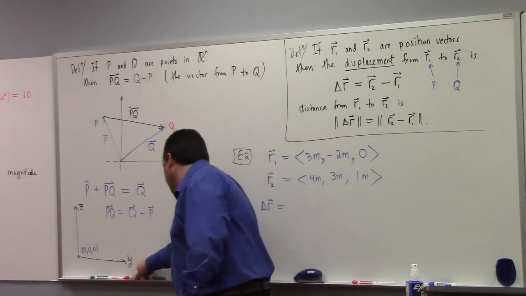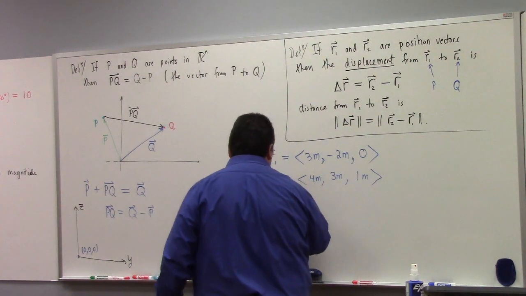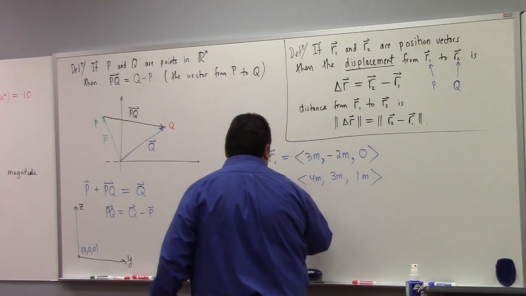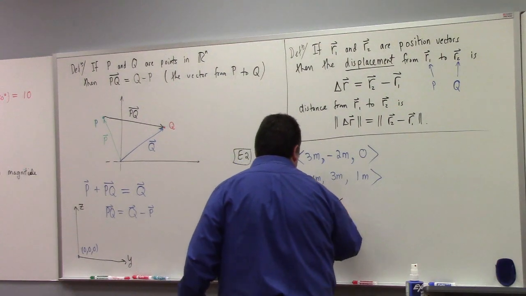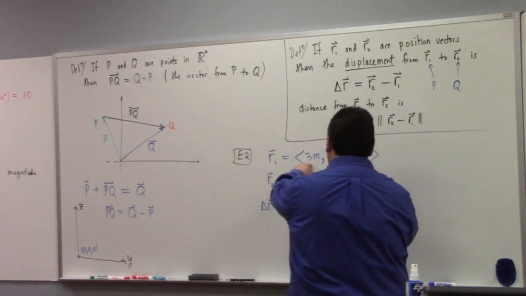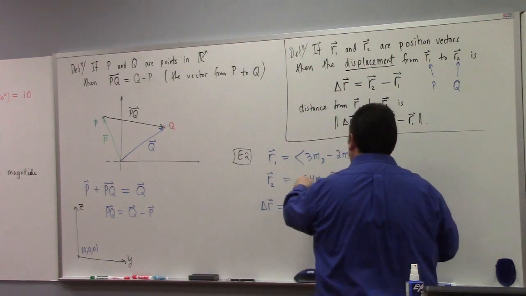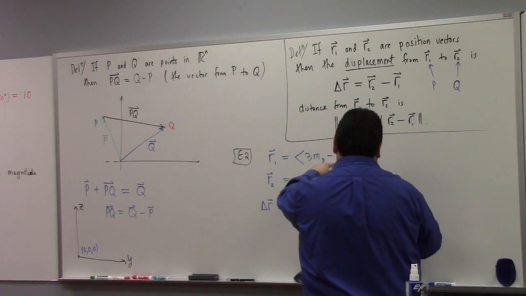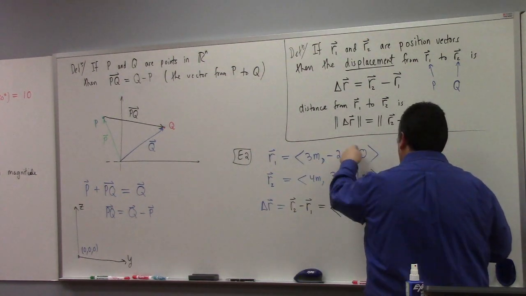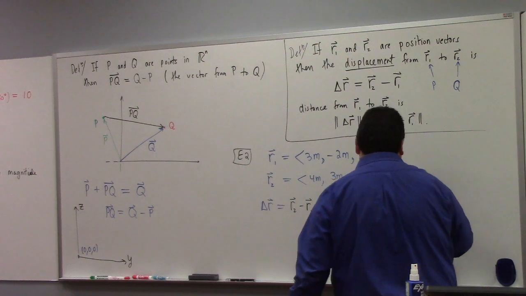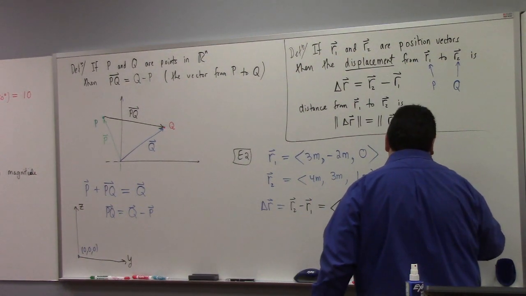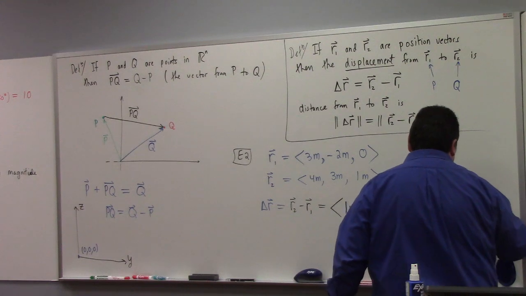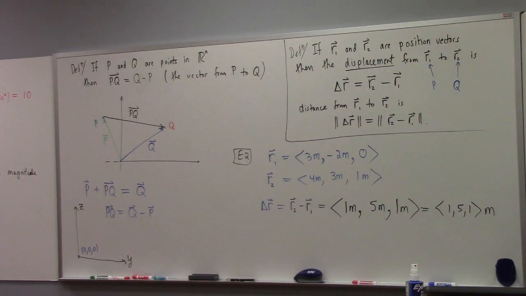All right, so R2 minus R1, which is what? So we have 4 minus 3 is 1 meter, right? 3 minus a minus 2 is what? 5 meters. And then 1 minus 0 is 1 meter. Or you could write this like this: 1, 5, 1, and pull the meter out here if you like. That is the displacement vector from Caleb to Ruth, right?